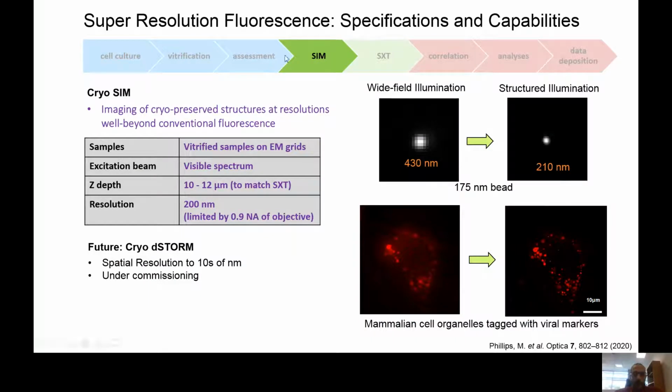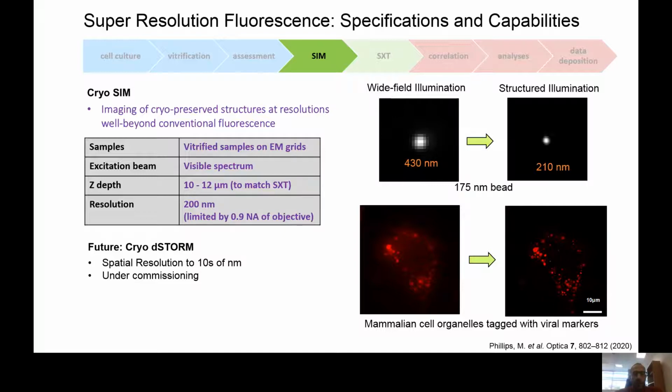So to begin with, just a little bit more detail about our super-resolution fluorescence microscope. We have a cryoSIM. It's a bespoke microscope that was built here to enable imaging of cryopreserved structures at high resolutions, well beyond conventional fluorescence.